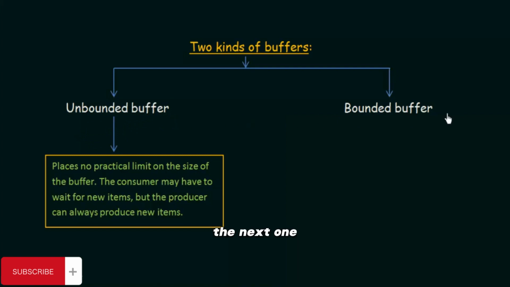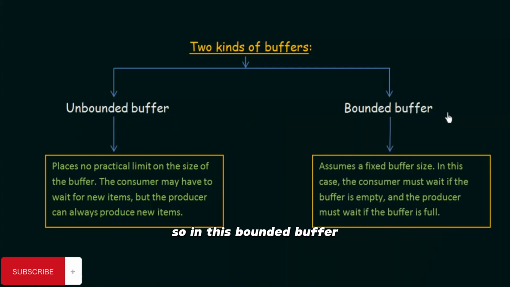Now let's come to the next one, the bounded buffer. It is just the opposite of the unbounded buffer. It assumes a fixed buffer size. In this case, the consumer must wait if the buffer is empty, and the producer must wait if the buffer is full. So unlike the unbounded buffer, the bounded buffer has a size limit. It does not have unlimited space.